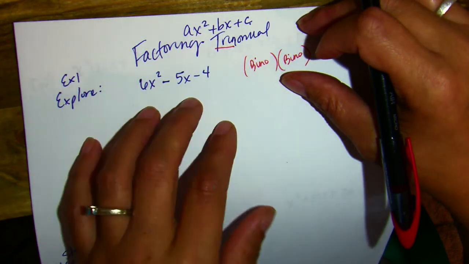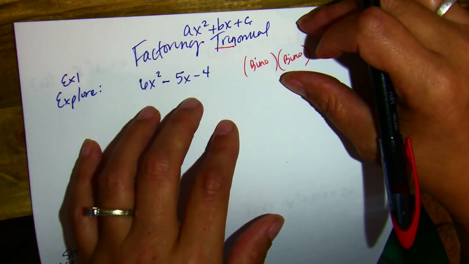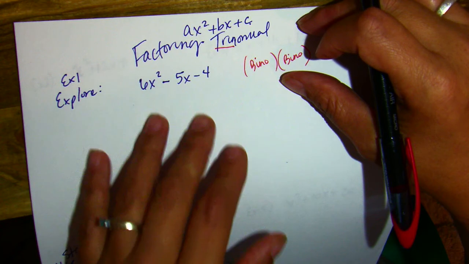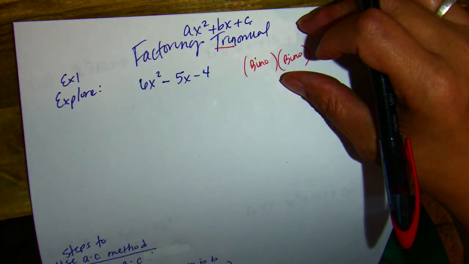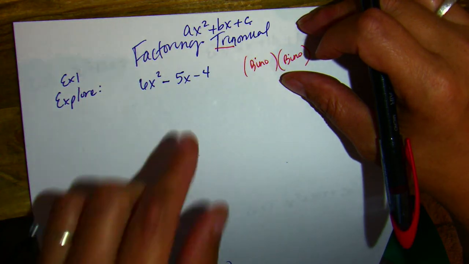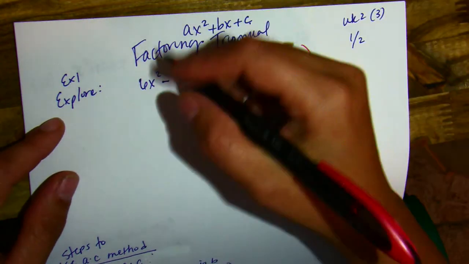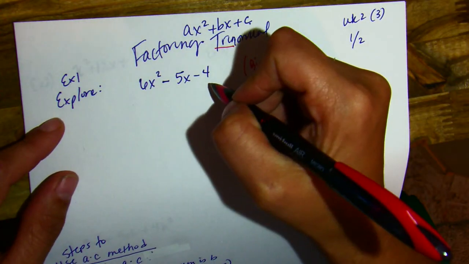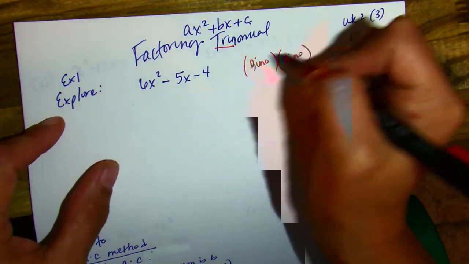At the end of the day, factoring a trinomial takes a little bit of skills and a lot of practice. But I would say a majority of students go with my second method, the A times C, but it's still worth showing you the other method. So 6x squared minus 5x minus 4. Well, we know it must have been a binomial times a binomial.